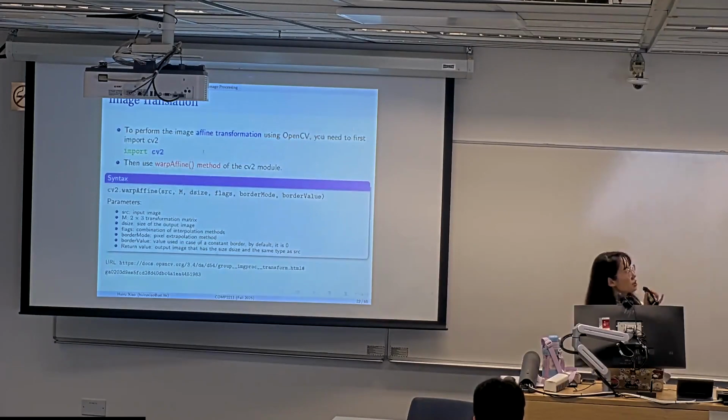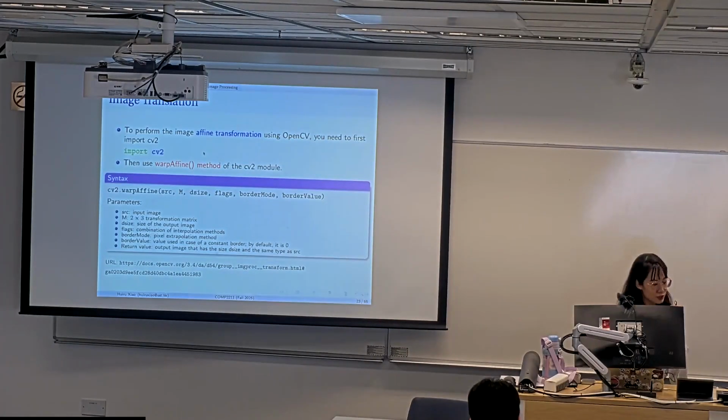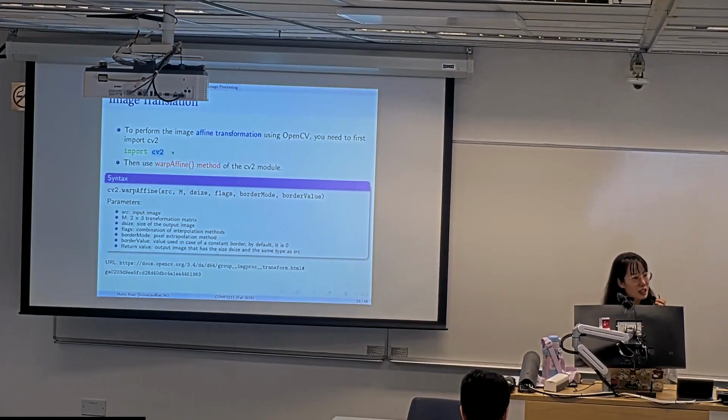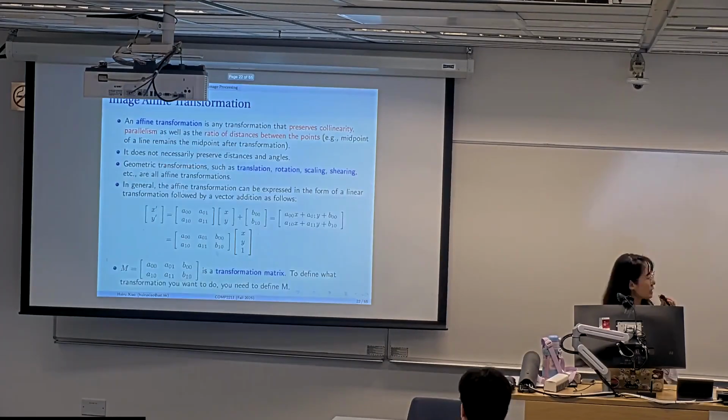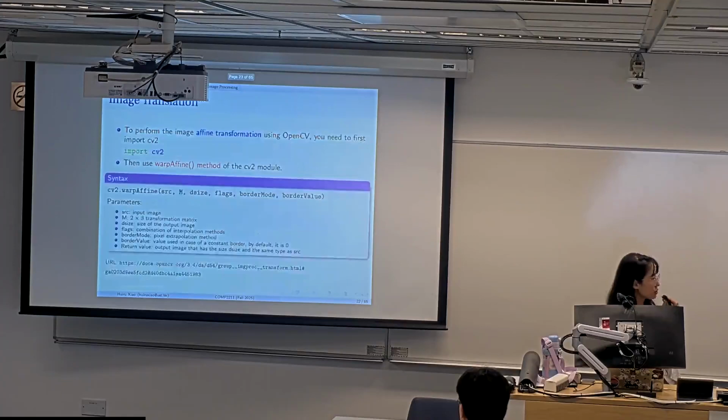The first is translation. If you directly want to apply the translation, even if you don't know anything about image affine transformation, you can still use CV2. In CV2, we use the warpAffine method, but in this case, you still need to give an argument called M, and this M is exactly the M here, the transformation matrix.